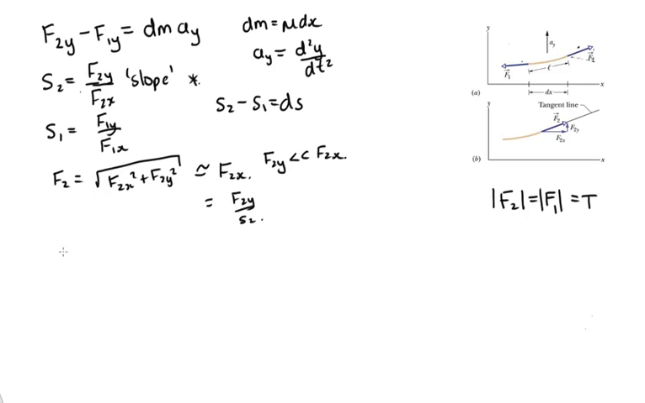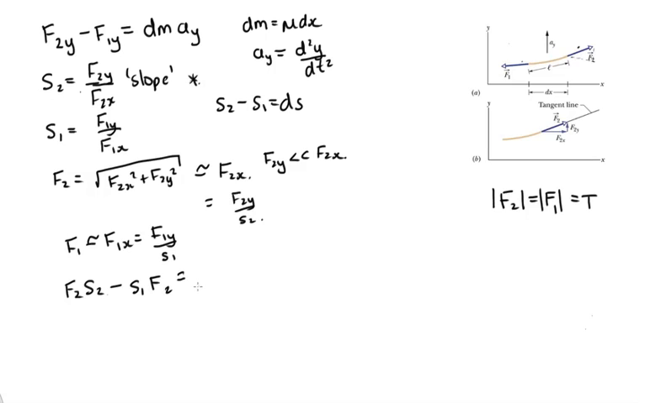Now we can do the same thing for F1. F1 is approximately equal to F1x, which is equal to F1y on S1. So now, using that F2 and F1 have the same magnitude, let's substitute into this top line up here. F2y is equal to F2 times S2. F1y is equal to S1 times F1, but we're going to replace this F1, because it has the same magnitude as F2, with an F2.